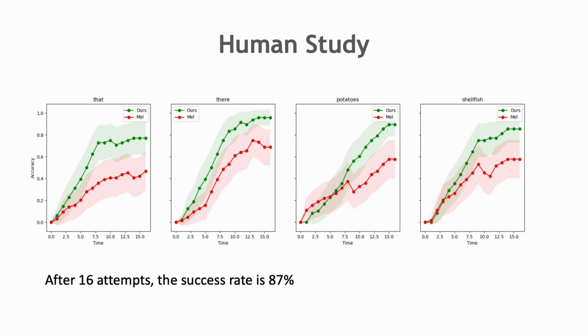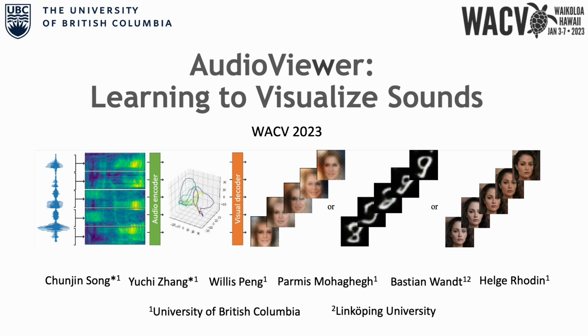We further validate the learnability with a study. Here is the accuracy learning curve. It shows that a set of words can be successfully learned with our novel representation. Please check our paper for more details and results.